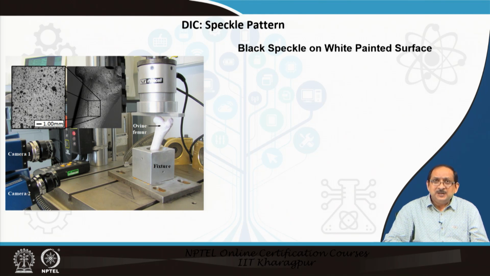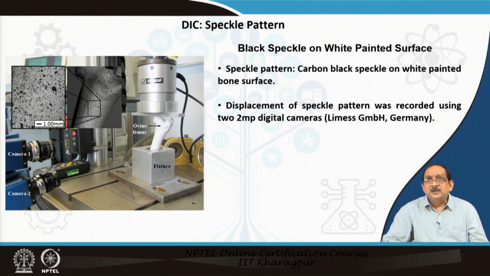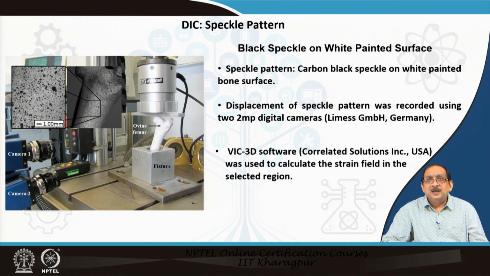Now, let us discuss a little more in detail the speckle pattern, because the speckle pattern influences the DIC results. We had applied black speckle on a white painted surface. The displacement of the speckle pattern was recorded using 2 megapixel digital cameras, and VIC 3D software was used to calculate the strain field in the selected region.